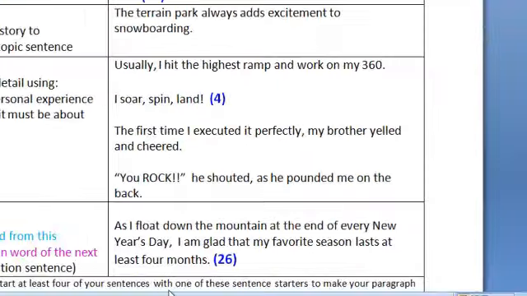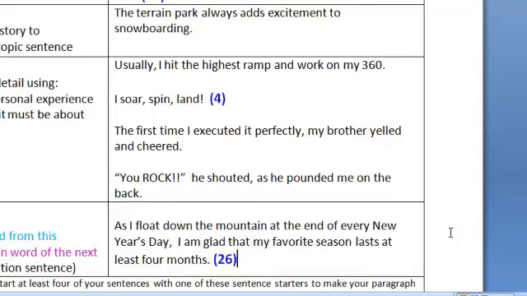At the very bottom of this same paper, I've put in a very short sentence, and I've put in a very long sentence. Let's see how those sound put together. The terrain park always adds excitement to snowboarding. Usually I hit the highest ramp and work on my 360. I soar, spin, land.